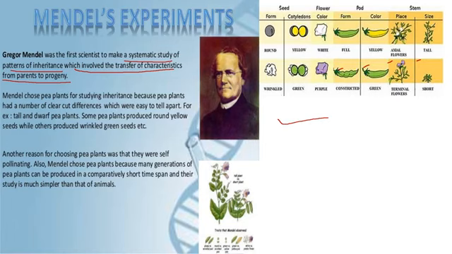Mendel chose the pea plant for studying inheritance because pea plants had a number of clear-cut differences, that is, contrasting characteristics which were easy to tell apart. For example, tall and dwarf pea plants; some pea plants produce round yellow seeds while others produce wrinkled green seeds. On the basis of his experiments, he found that a few characteristics are dominant and a few are recessive. Another reason for choosing the pea plant was that they were self-pollinating, so pure and hybrid crossbreeding can be done with pea plants. Also, many generations of pea plants can be produced in a comparatively short time span, and their study is much simpler than that of animals.